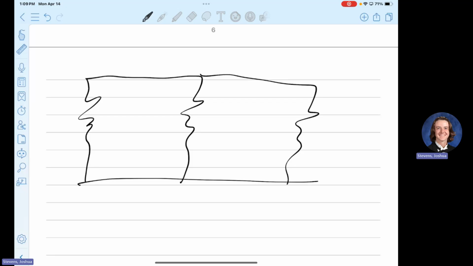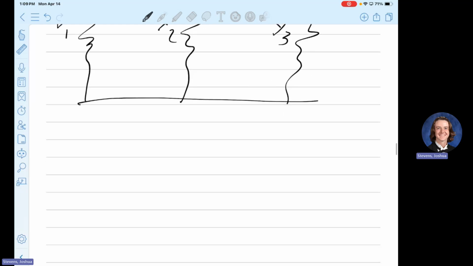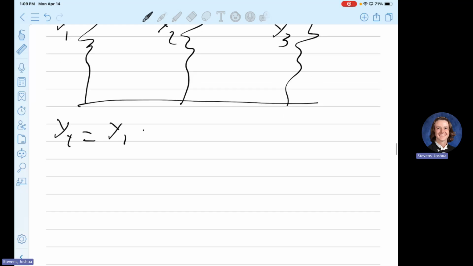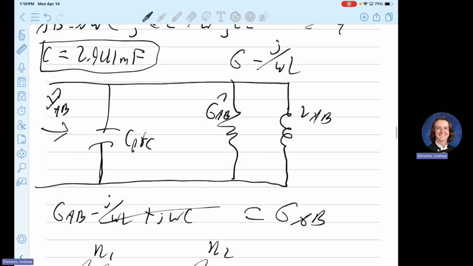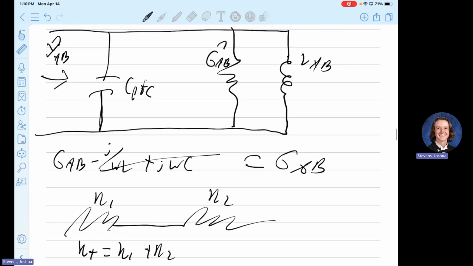If I wanted to find the total admittance, I'm just going to call this Y1, Y2, Y3. YT is simply the sum. So I'm trying to do the same thing here where I find the admittance of the conductor, which is just conductance. I find the admittance of the inductor, which is negative J over omega L, and I find the admittance of the capacitor, which is J omega C. And theoretically, these would cancel each other out. These would be the same value, so they cancel each other out. Does that make a little bit of sense?